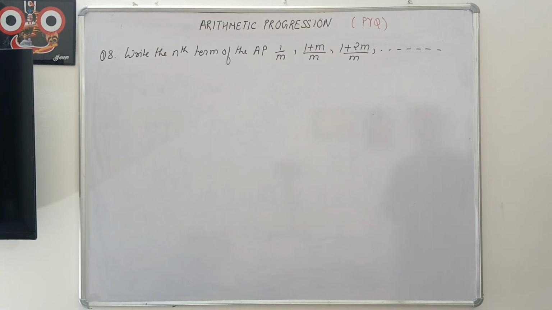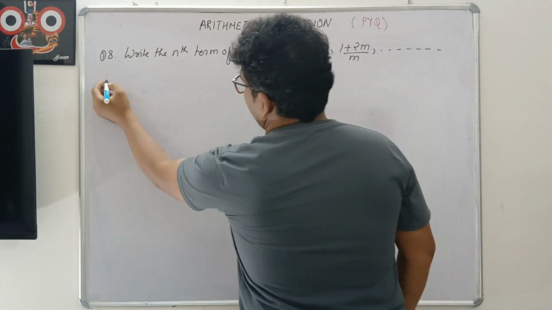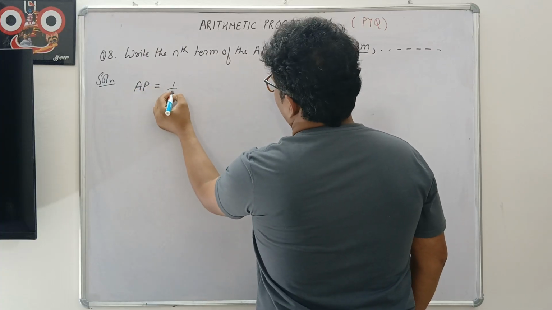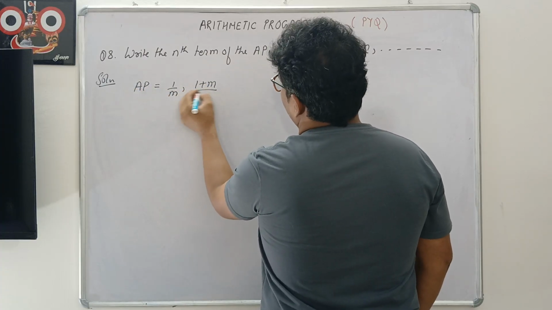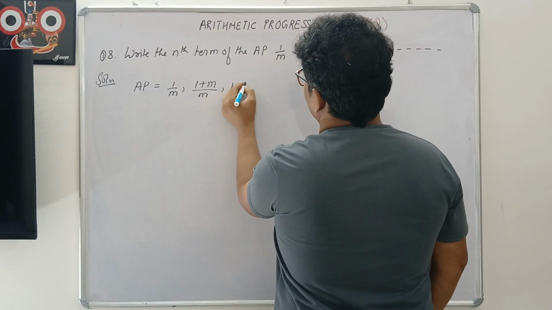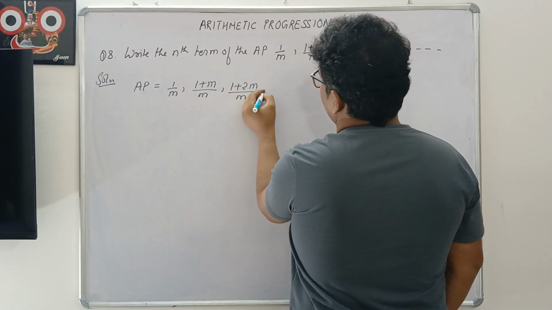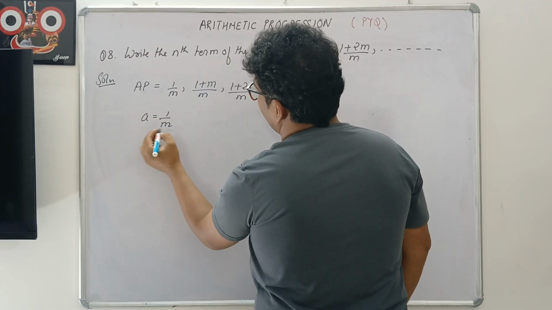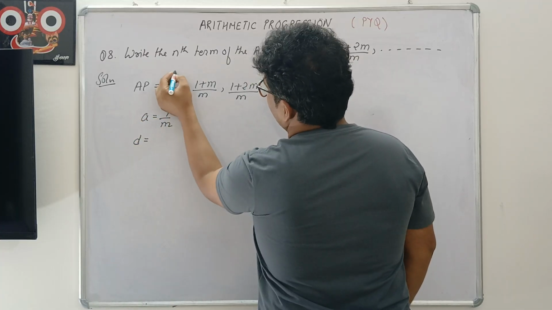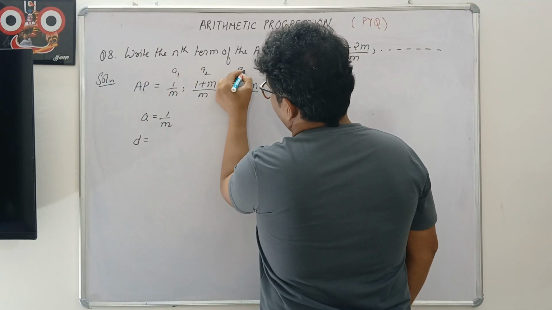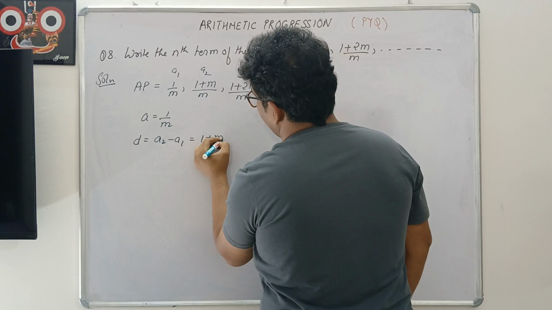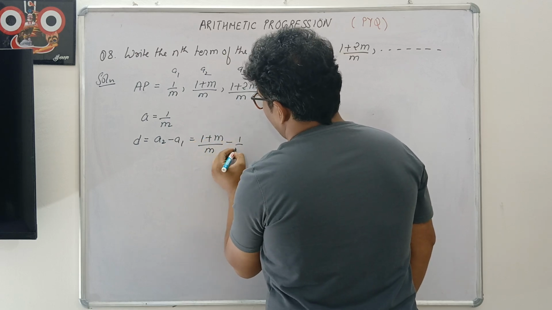Now question 8 is asking you to find out the nth term, the an of an AP, correct. So the AP is given to you, that is 1 by m, (1 plus m) by m and (1 plus 2m) by m, correct. So the first term of the AP is 1 by m, and the common difference is d. If it is a1, a2, a3, so d would be a2 minus a1, correct. That is (1 plus m) by m minus 1 by m.